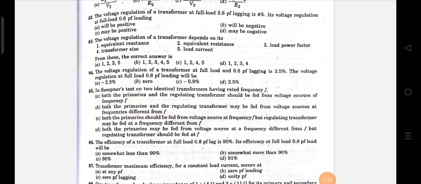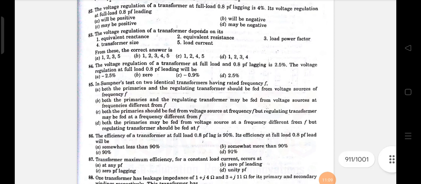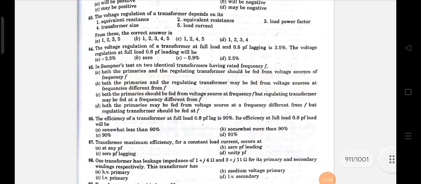The voltage regulation at full load 0.8 power factor leading will be, from the voltage regulation curve, if we consider the approximate value, minus 0.9 percentage, right? That means slightly less than 2.5 only. That means the third option is correct.